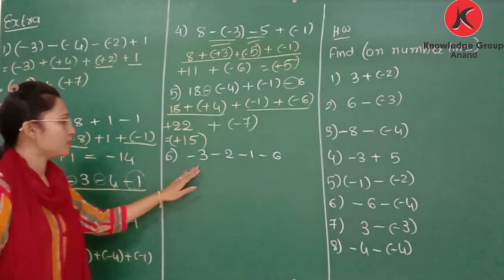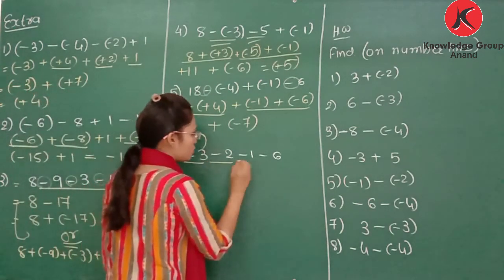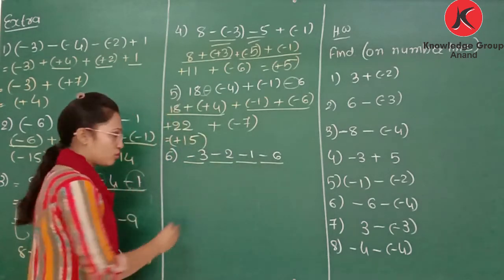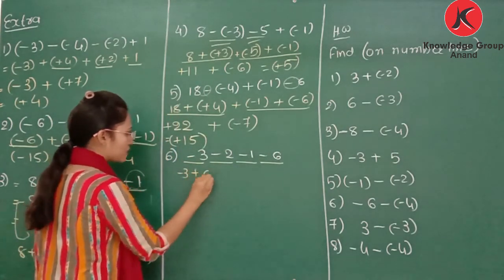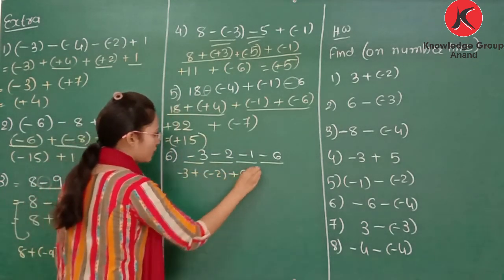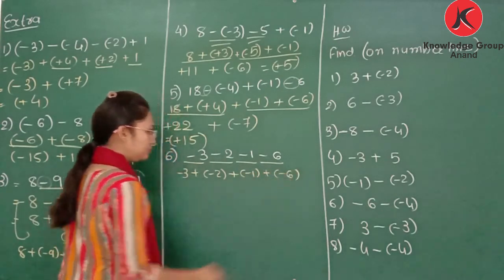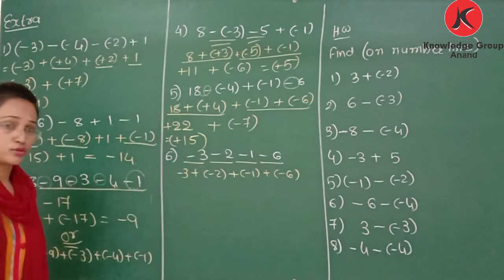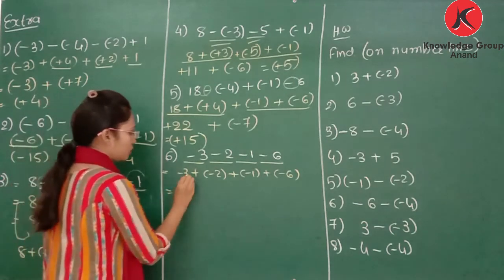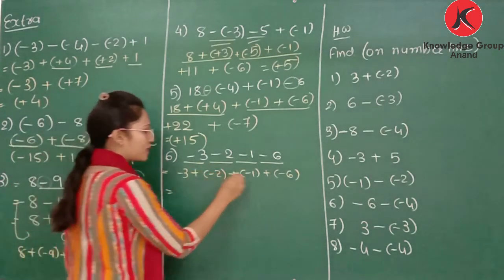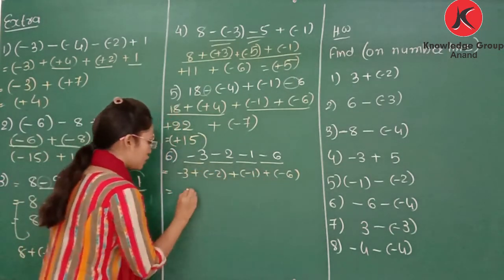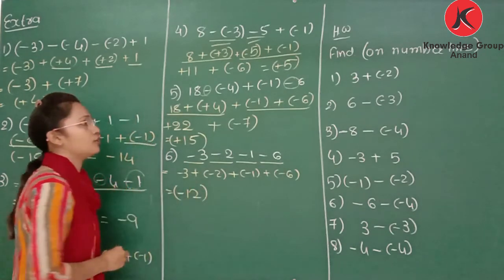Okay. Now here minus 3, minus 2, minus 1 and minus 6. You can write minus 3 plus minus 2 plus minus 1 plus minus 6. So all numbers are negative, so directly add the numbers. 3 plus 2, 5, 5 plus 1, 6, 6 plus 6, 12, so the answer is minus 12.